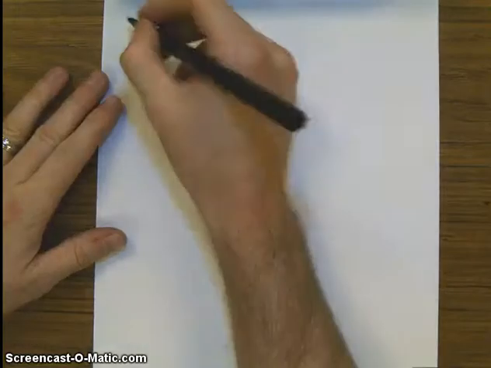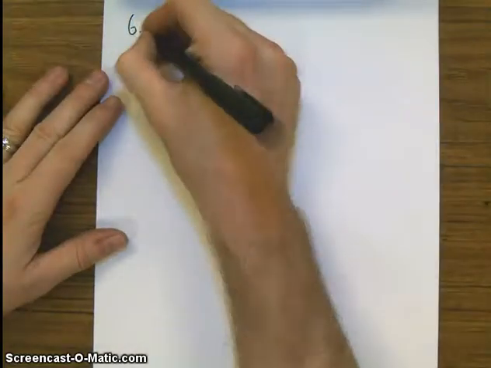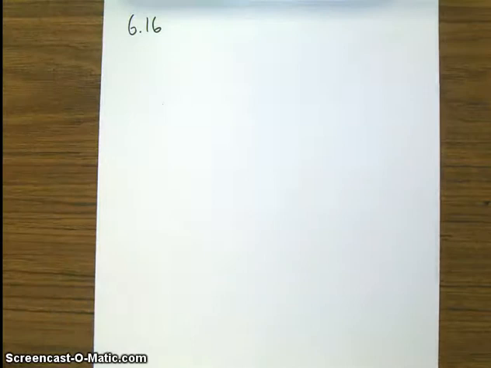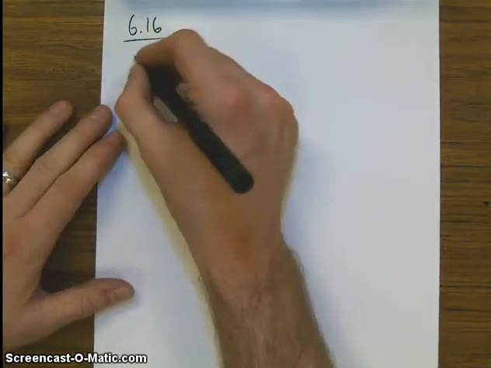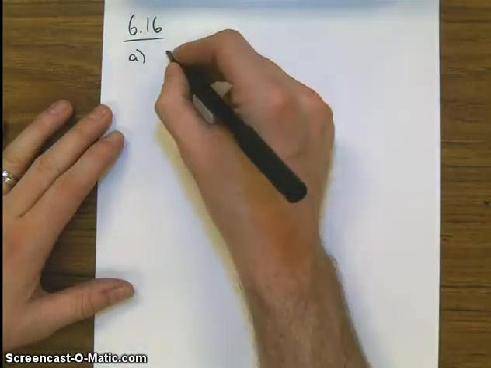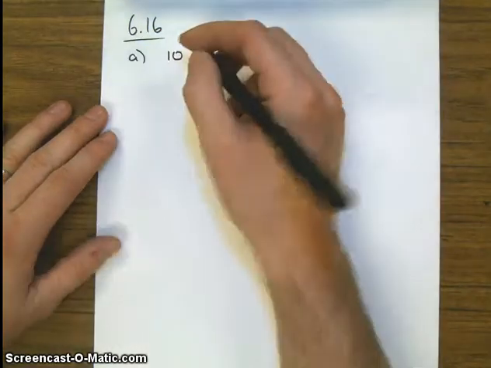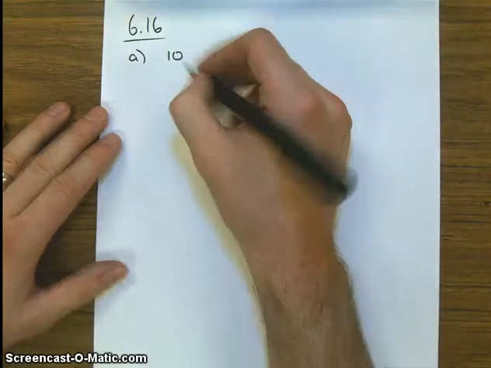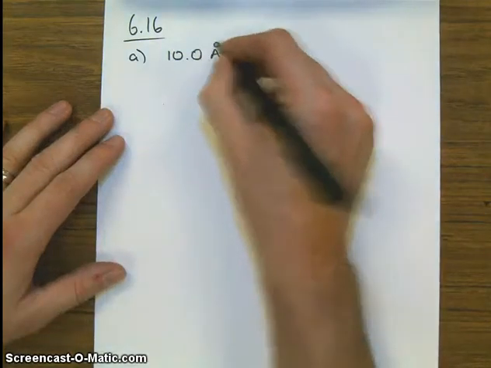From chapter 6, this is question 16. In question 16, we are looking at a problem asking for the frequency once we've been given a wavelength. Part A tells us that we have a wavelength of 10.0 angstroms. Now an angstrom is a very small unit.